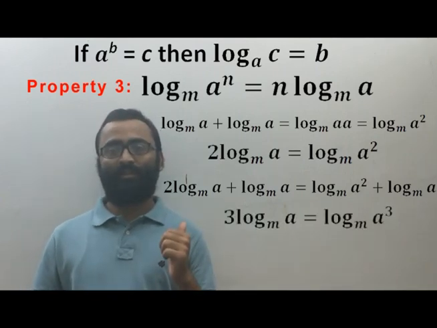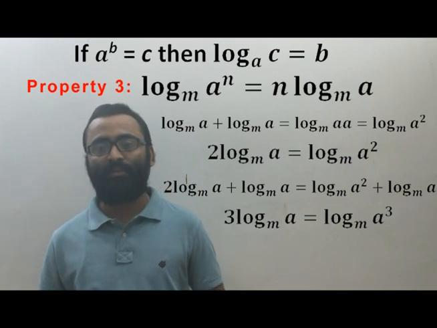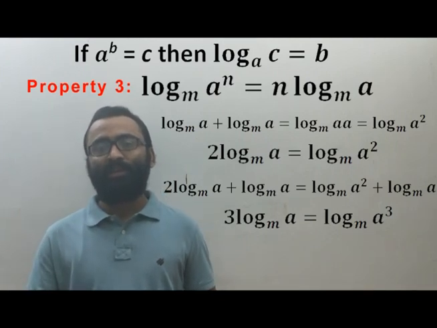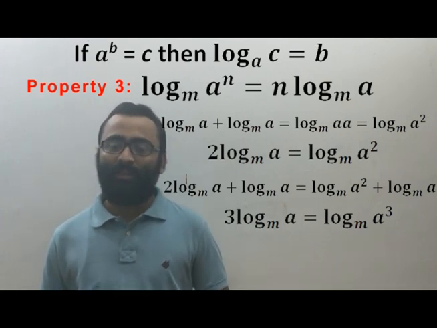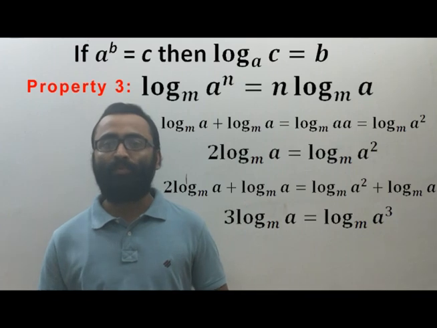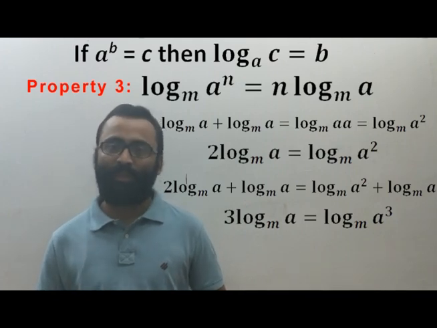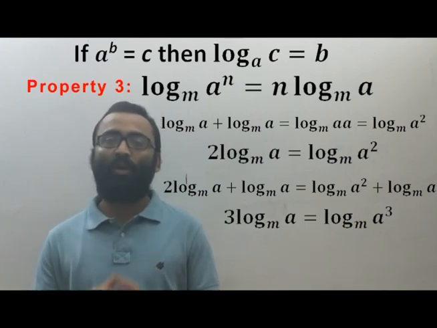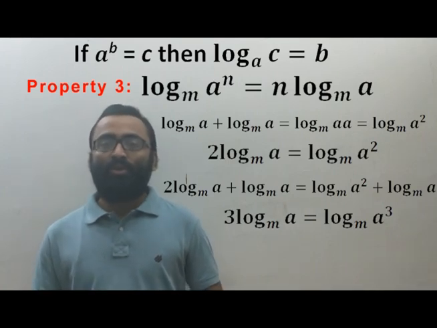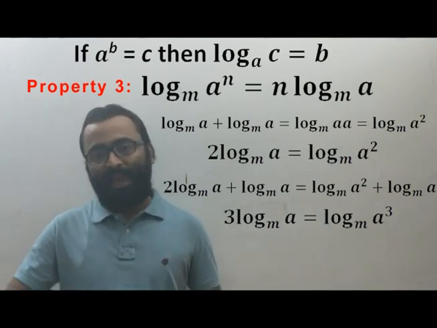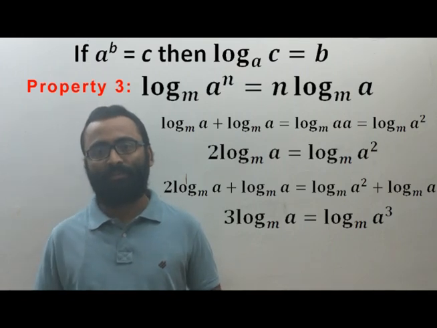And what is the left hand side now? You see, it will be 3 log of a with base m. So what we have got? Log of a cube with base m is equal to 3 log of a with base m. So we can repeat this process n times, right?